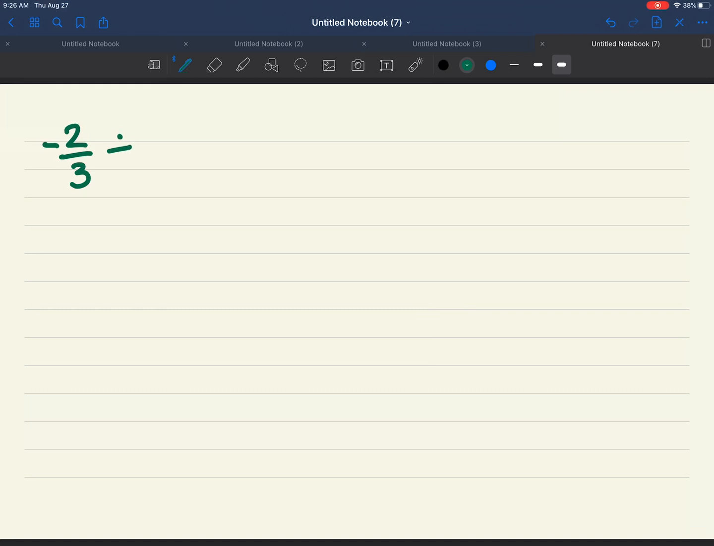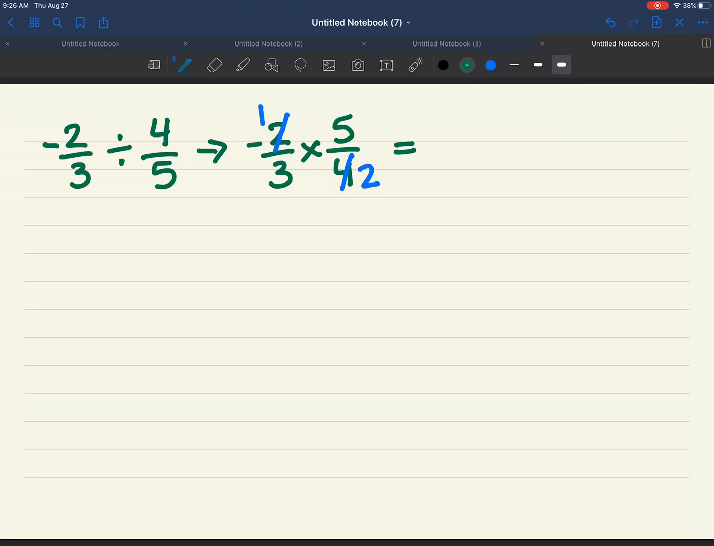Anybody want to volunteer for this one? Come on. All right, Nate. Go for it. -2/3 divided by 4/5. Keep change flip, so it'd be -2/3 times 5/4. And cross simplify the 2 and 4. To get 1/3 times 5/2. Okay. Then you get -5/6. Why negative? Because the signs are different. Very good.